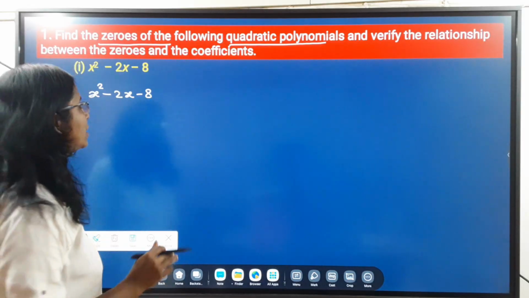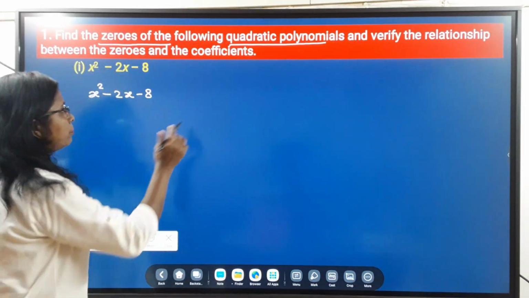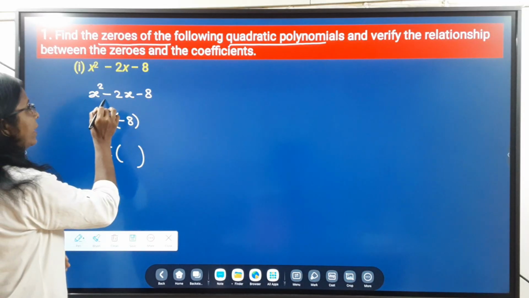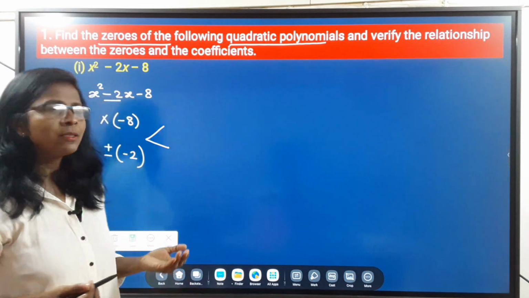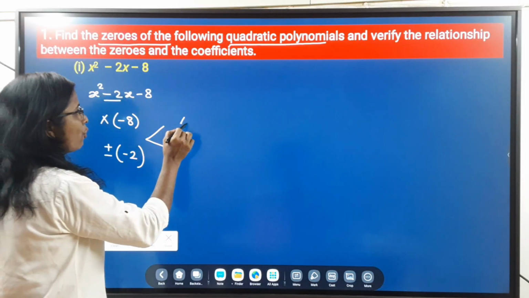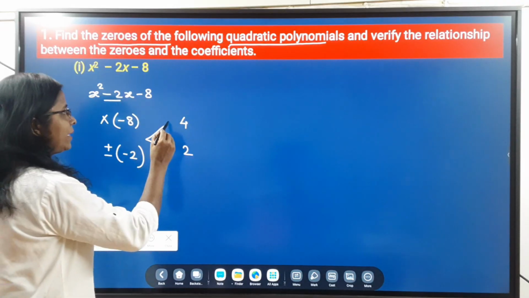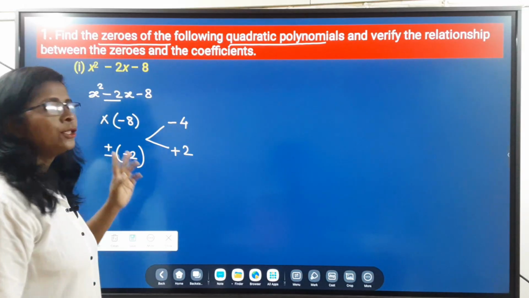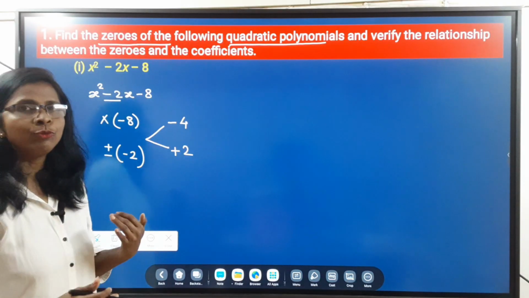Okay, students, now here we want to find two numbers such that their product will be minus 8 and their addition or subtraction would be minus 2. So which two numbers have the product minus 8 and the addition minus 2? 4 2s are 8, and here we want the product minus 8 and the addition minus 2. That means minus 4 and positive 2. So the product will be minus 8, and the addition will be minus 2. So these numbers are the proper numbers that we use to factorize this polynomial, or we can find out the zeros of this polynomial.